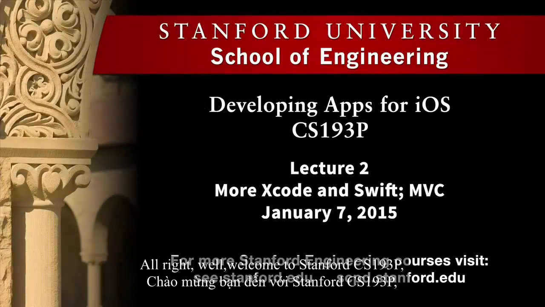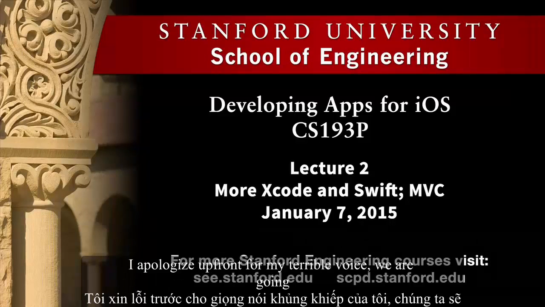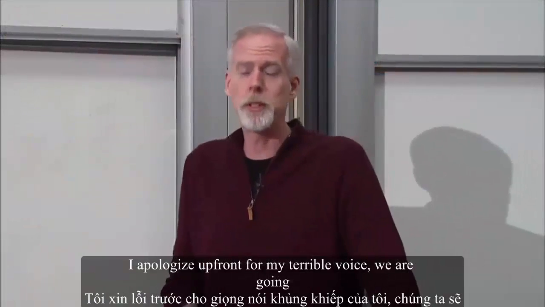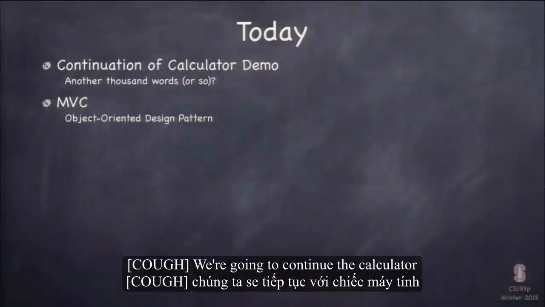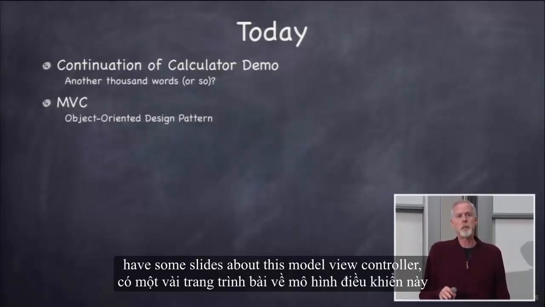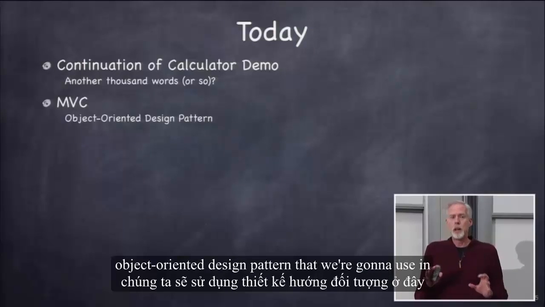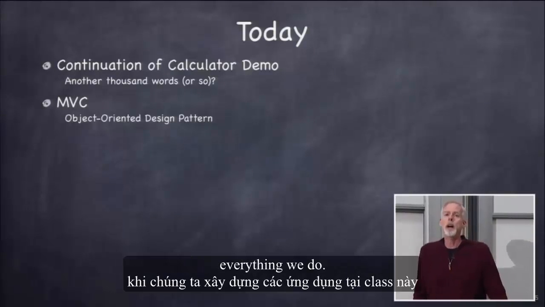All right, well, welcome to Stanford CS 193P, winter of 2015. This is lecture number 2. Apologize up front for my terrible voice. We're going to try and get through this as best we can today. Our topics are twofold. We're going to continue the calculator demo that we started in last lecture. And then we're going to have some slides about this model view controller object-oriented design pattern that we're going to use in everything we do when we build applications in this class.